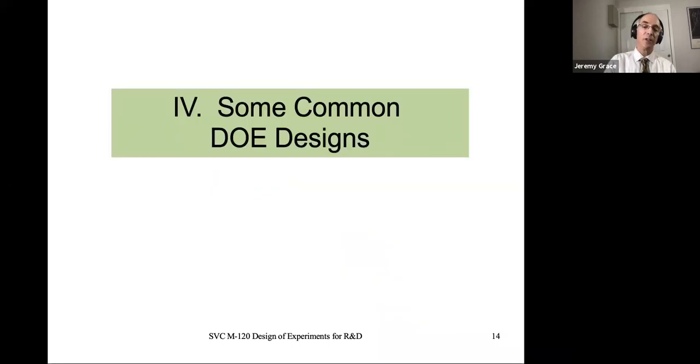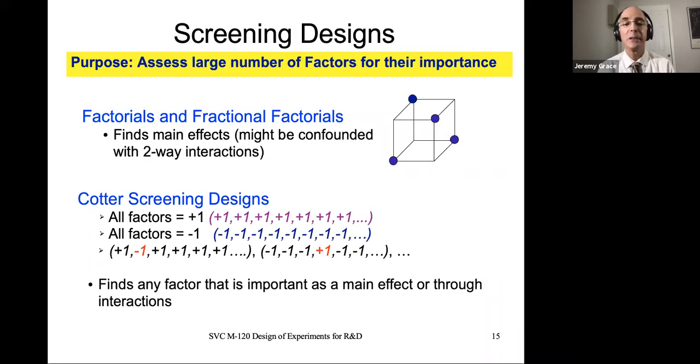So let's talk briefly about common designs. There are 2 types I'll mention: screening designs and designs to model response surfaces. So first, the screening designs. Their purpose is to assess a large number of factors for their importance. And on the right here, I've shown a cube. This is a 3-factor space. Notice there are 4 points of the 8 corner points in that cube in this design.